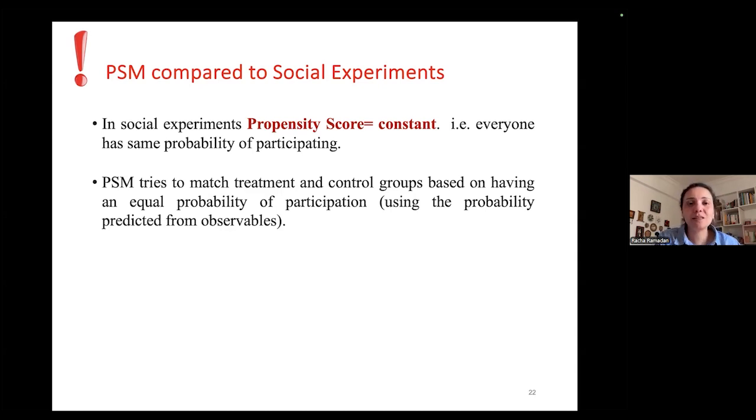Tomorrow we'll see that with difference in difference, we will be able to control for observable and unobservable characteristics. And also I will show you that we even can use both methods together to make sure that we are eliminating or removing any unobservable characteristics.